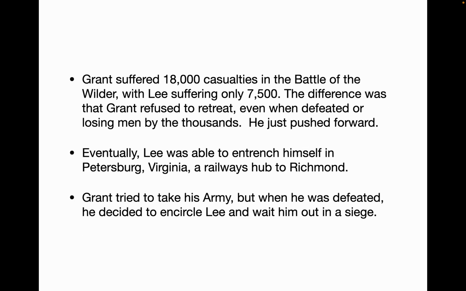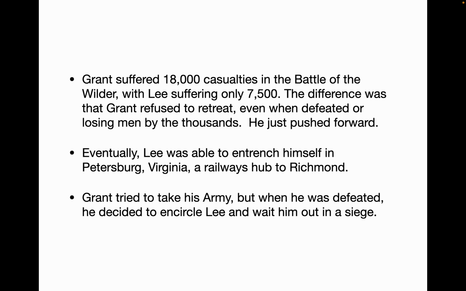Grant suffered 18,000 casualties in the Battle of the Wilderness, with Lee suffering only 7,500. But like I said, Grant is refusing to retreat, which makes him very different from all the other Union generals that came before, even when he's defeated or when he's losing men by the thousands. Although this does get him some bad press in the North. He's sometimes called Grant the Butcher during this time. But he just kept pushing forward, saying this is what we need to do in order to win.